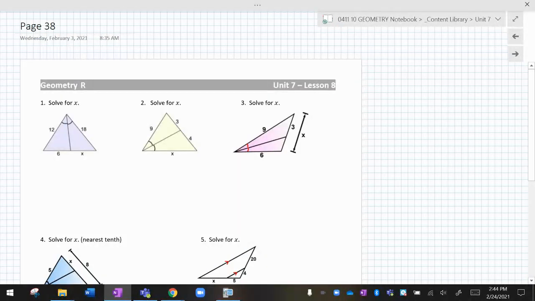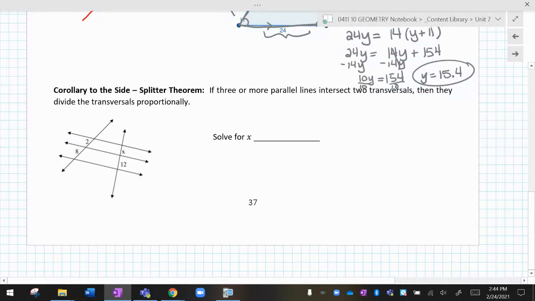Okay. And then last part, a corollary to the side splitter theorem is it doesn't have to be in a triangle. Okay. It could be in a quadrilateral. It could be in parallel lines like this. What we've got in this one is if you have parallel lines that are split by another parallel line, top over bottom equals top over bottom. 2 over 8 equals x over 12. Well, 2/8 is 1/4. How many twelfths would be a fourth? That would be 3/12. So x is 3.